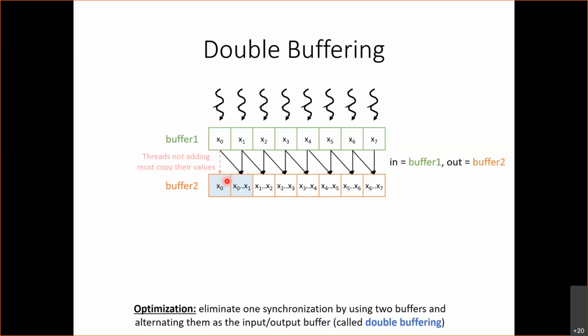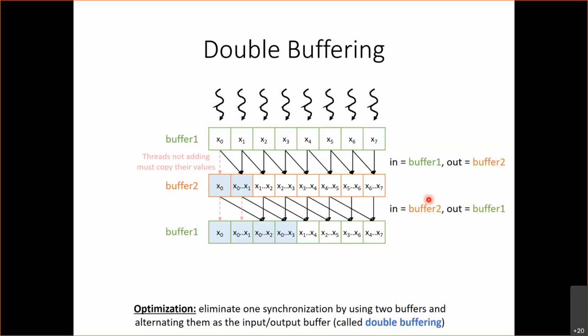Now on the second iteration, buffer 2 is going to become my input, and buffer 1 is going to become my output, and I will again read from my input and store to my output, okay? And because I'm using a different buffer for the input and the output, I do not have to worry about this thread writing to x1 before this thread read from it, because this thread wasn't writing to buffer 1, it was writing to buffer 2.